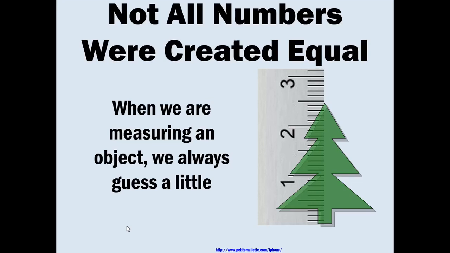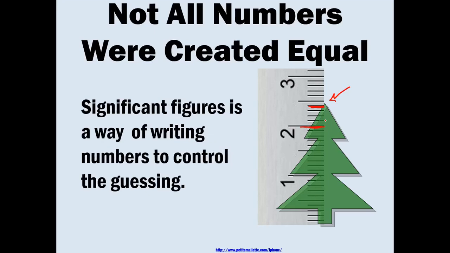When we use something like a ruler, inevitably we're going to find that within that point there, we have a little bit of a guess going on. The marks on the ruler are indicating just enough information for us to get close, but not enough information to have an absolutely accurate value. Significant figures allows us to control the amount of that guess within the values that we're reporting.